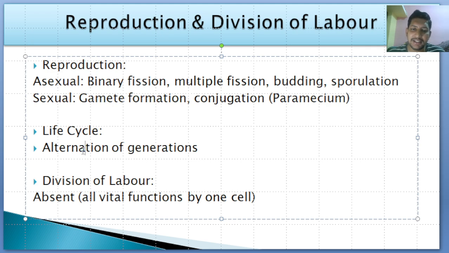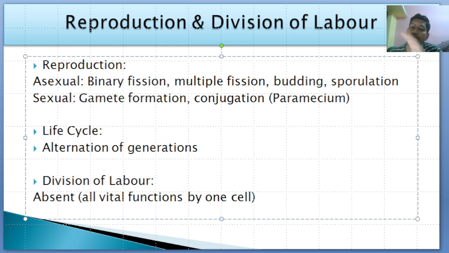Now coming to the life cycle. The life cycle involves alternation of generation. So what is the meaning of alternation of generation? See, alternation of generation is nothing but asexual reproduction alternating with sexual reproduction. So once asexual reproduction happens, the next will not be asexual. Asexual reproduction is followed by sexual reproduction. Again, sexual reproduction is followed by asexual, like this. Asexual, sexual, asexual, sexual. Continuous asexual reproduction will not take place.